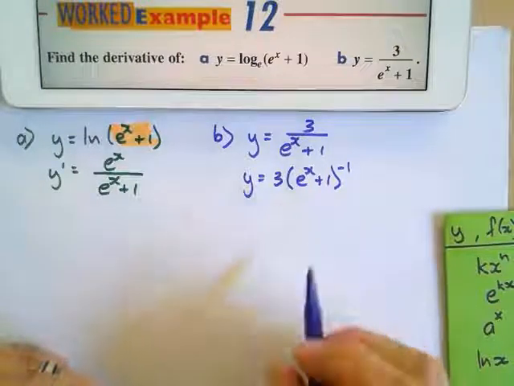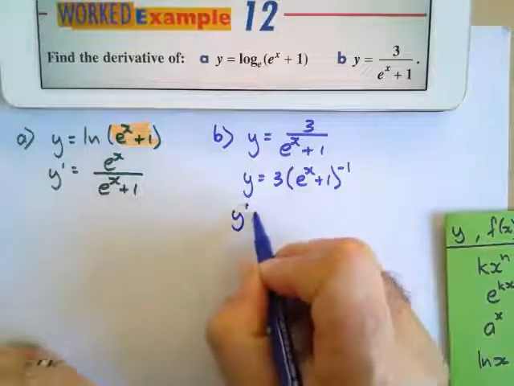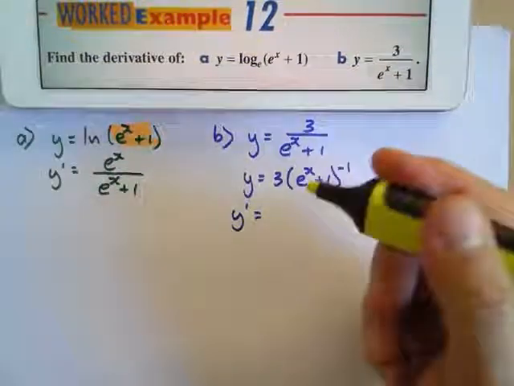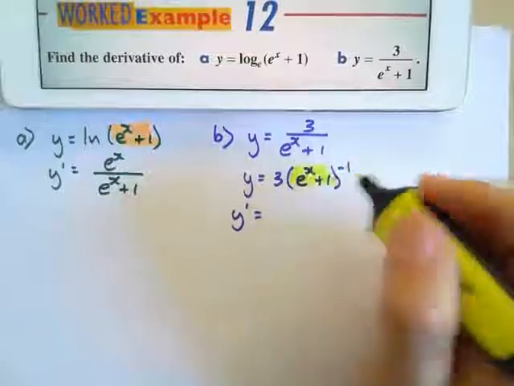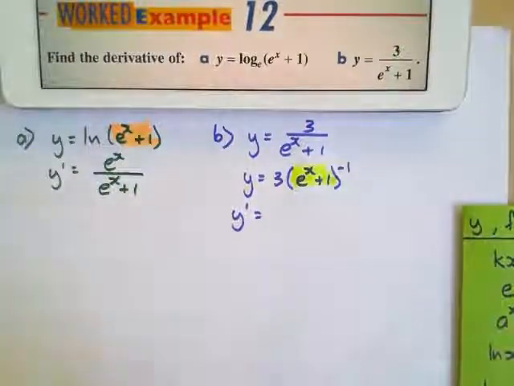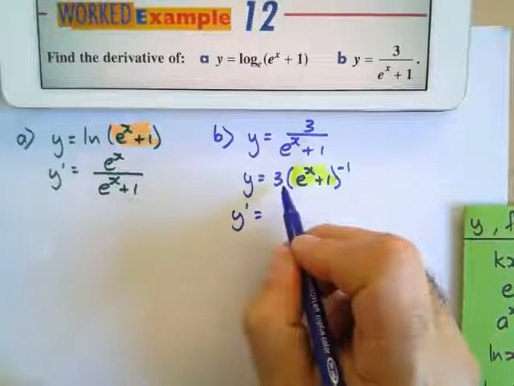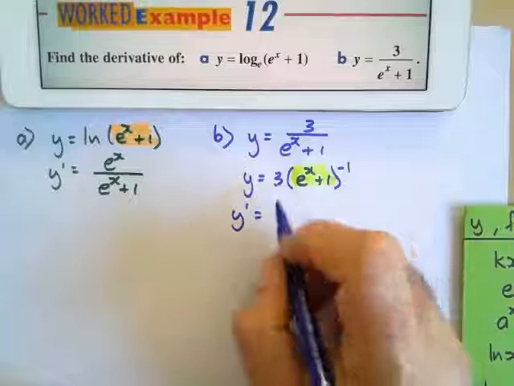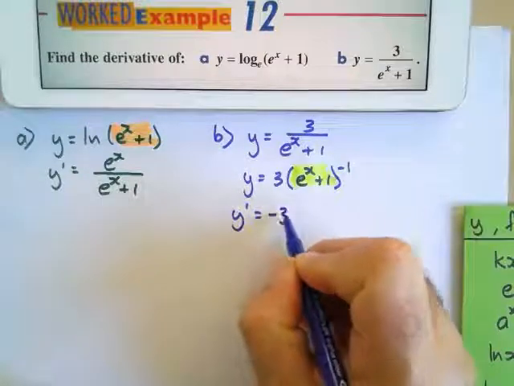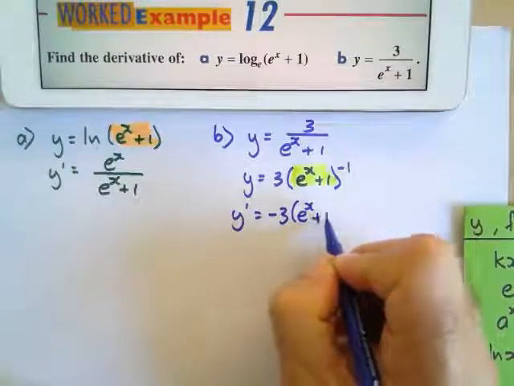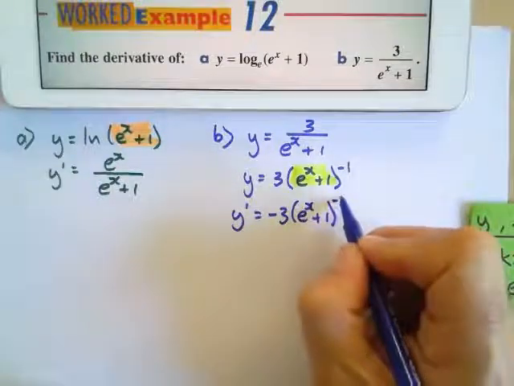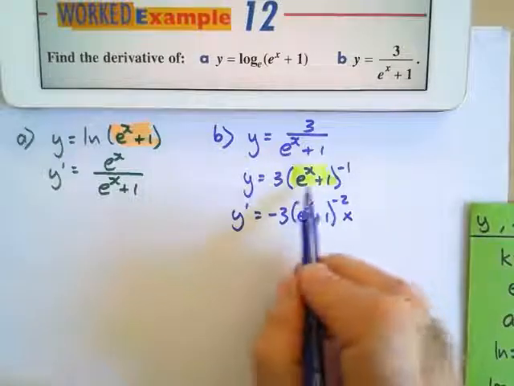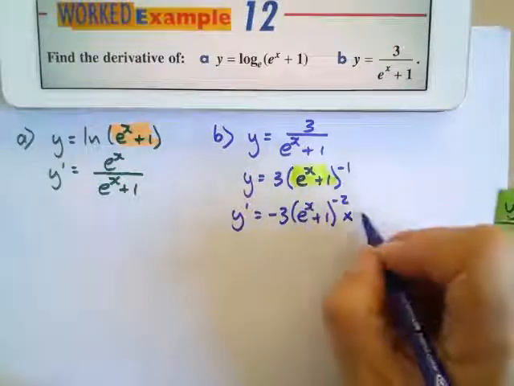Now I'm going to apply the chain rule, which means that the derivative of y equals 3 times something to the power negative 1. The negative 1 goes to the front, it becomes negative 3. The thing inside stays as it is. Minus 1 becomes minus 2. And I'm going to multiply by the derivative of this. And the derivative of this thing is e to the power x.